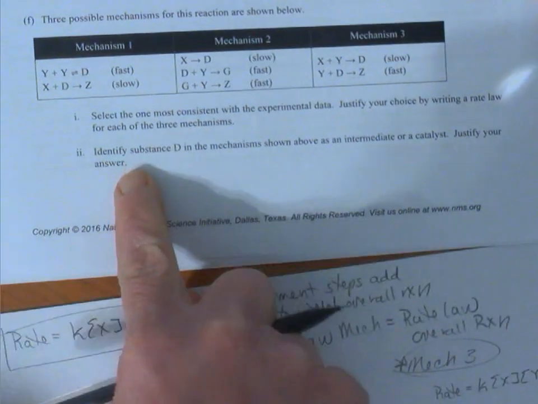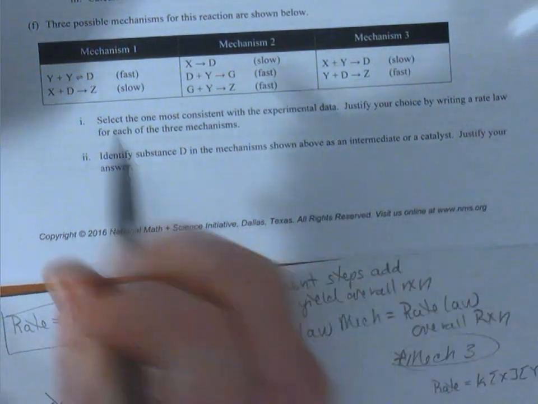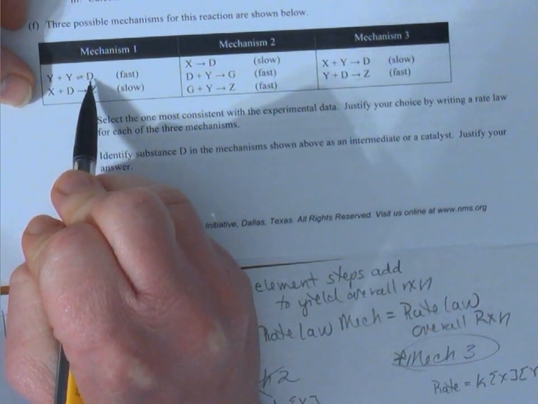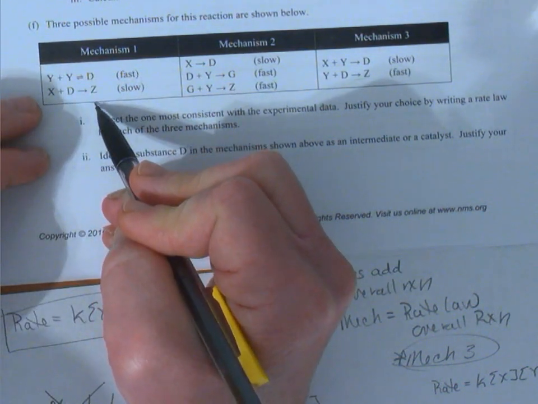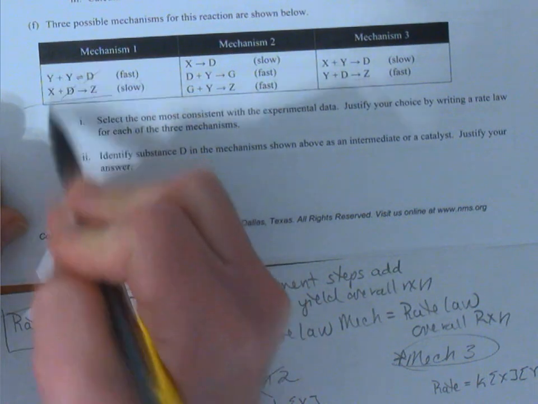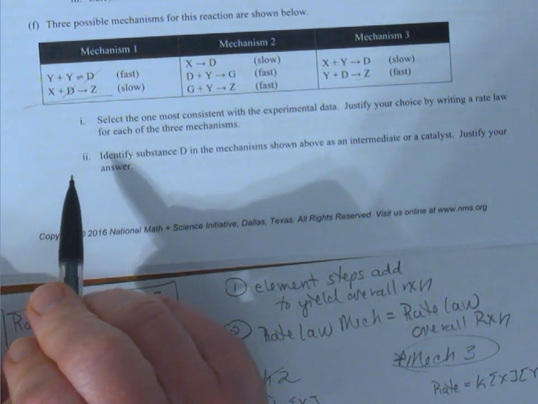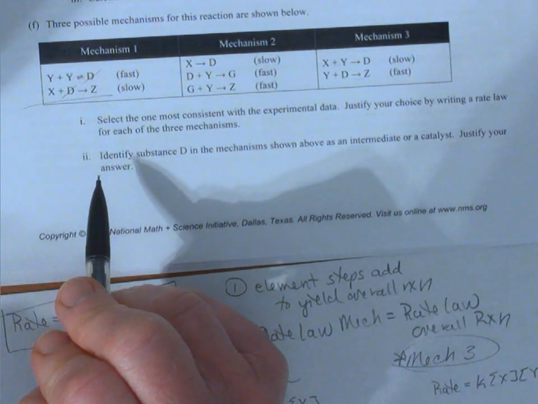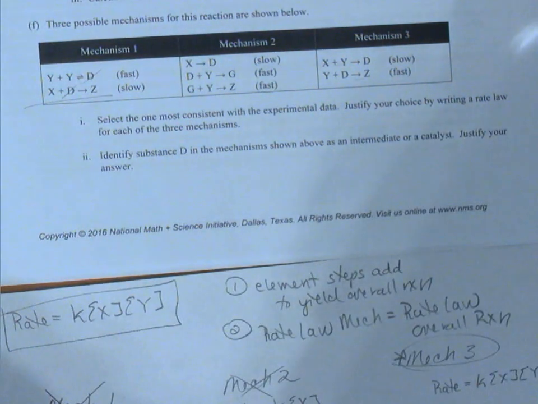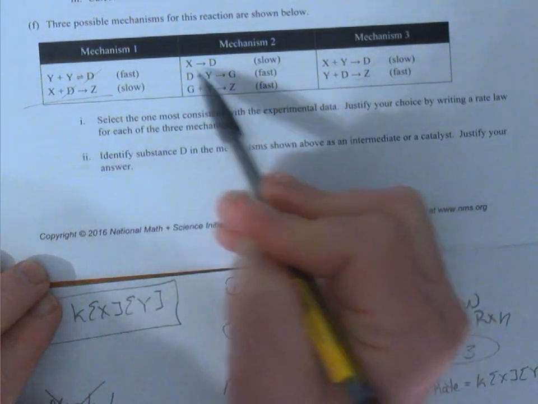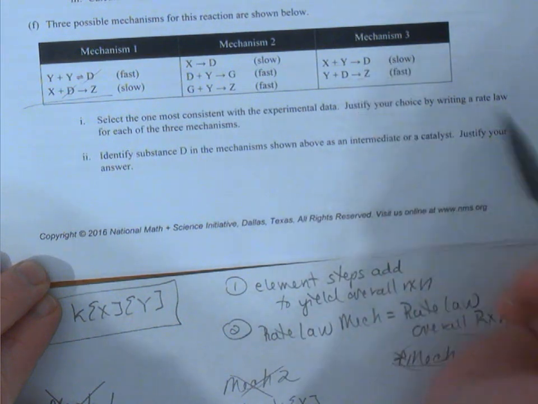All right, next, identify substance D in the mechanism shown above as an intermediate or catalyst. A reaction intermediate shows up first as a product and then is later consumed in a later elementary step, so it would cancel out and not show up in the overall reaction. An intermediate is seen first as a product. A catalyst is seen first as a reactant and then is produced and doesn't show up in the overall reaction. So D is a reaction intermediate. G is also a reaction intermediate, and D is a reaction intermediate as well.